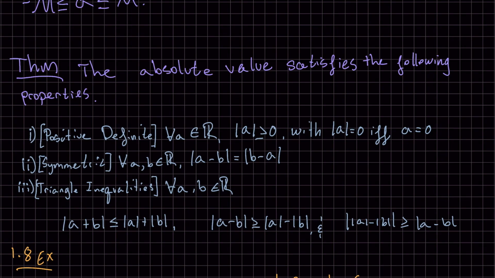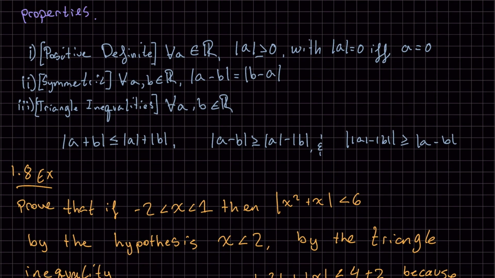So here we have another theorem. The absolute value satisfies the following properties. So the absolute value of any number in general satisfies these three properties. These are sort of more axioms. 1, positive definite. For all A, that's what that upside down capital A is, so for all A in the real numbers, the absolute value of A is greater than or equal to 0, with the absolute value of A equaling 0 if and only if A equals 0, right? You can't have the absolute value of any nonzero number equal 0. It has to be 0.